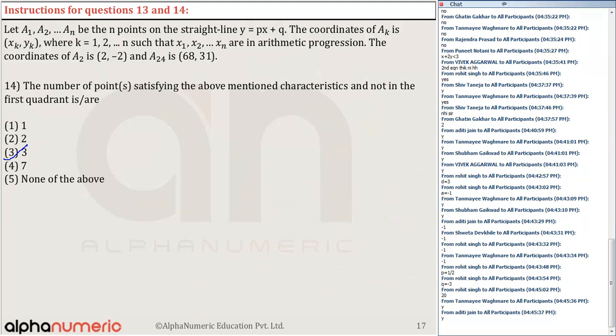Now, question 14: the number of points satisfying the above-mentioned characteristic and not in the first quadrant are. Now we know that the first point A1 has -1. The equation we got here was y is equal to x/2 minus 3. Yes or no? So the first point A1 does not satisfy it. For the second point A2, my y coordinate is -2, which is also not satisfying, okay?